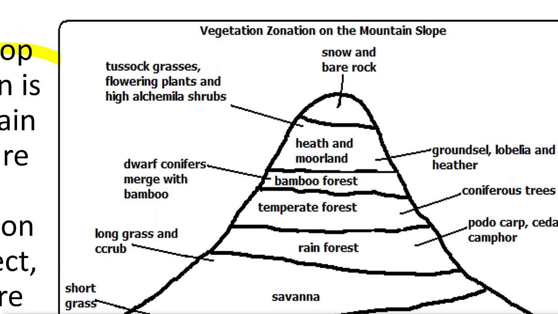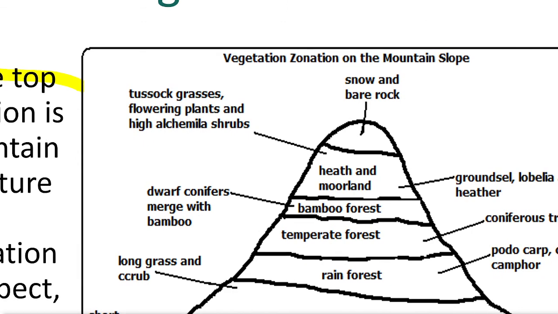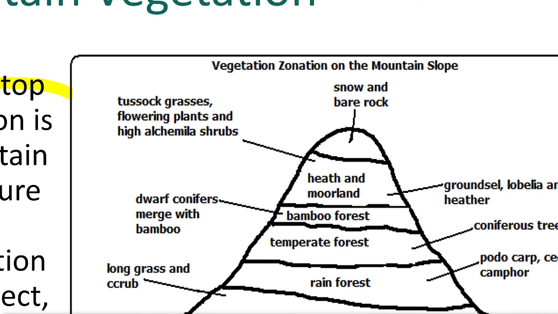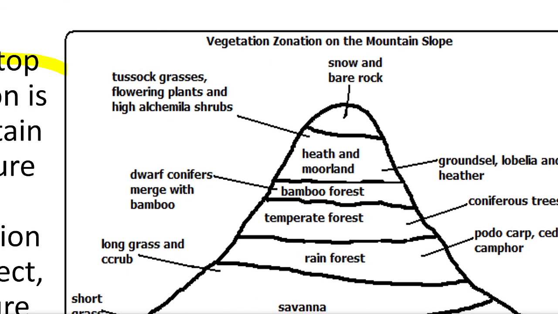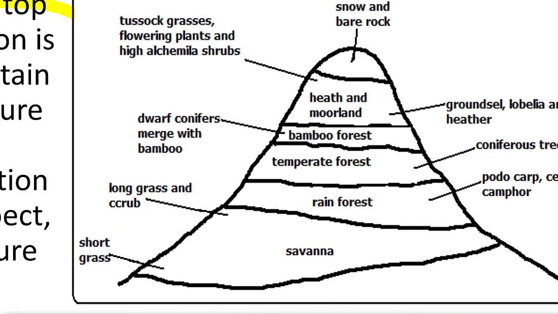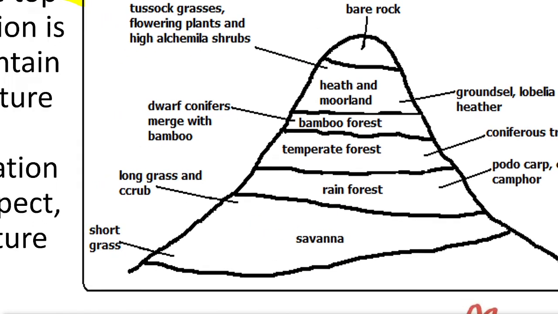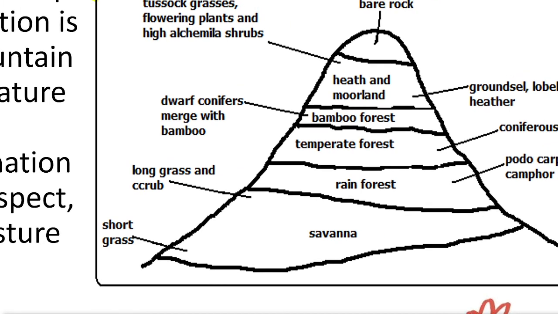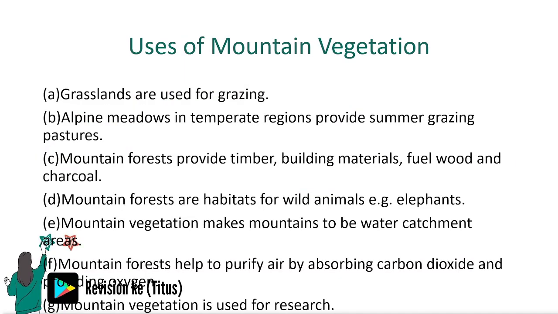On the heath and moorland, we have tussock grasses, flowering plants, and high camellia shrubs. In the bamboo forest, we have dwarf conifers which merge with bamboo. In the rainforest, we have trees, of course. In the savanna, near the rainforest, we have long grass and shrubs, and far from the rainforest, we have short grass. And that's it.